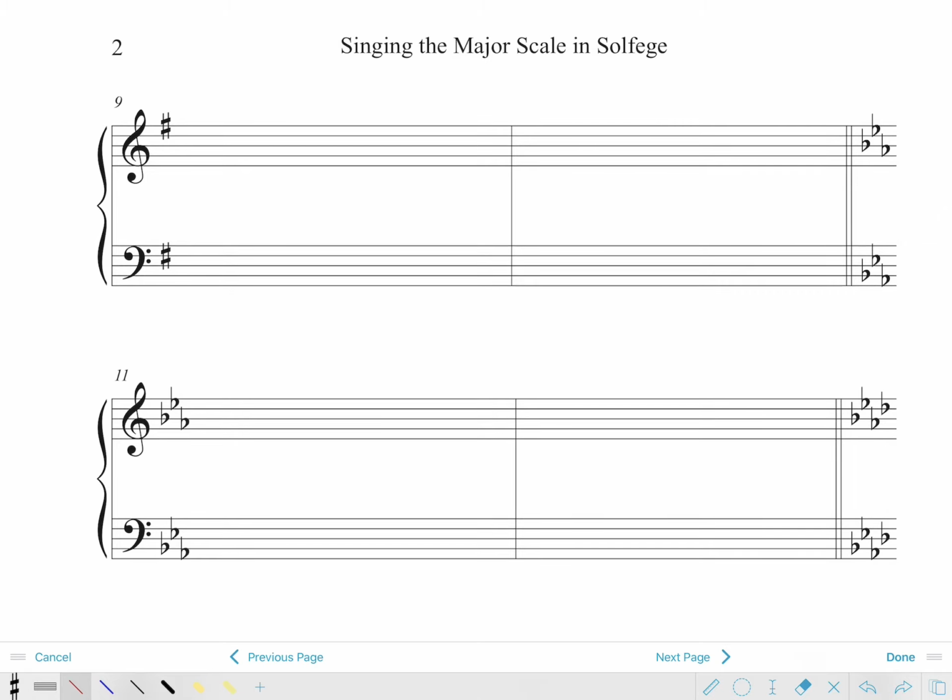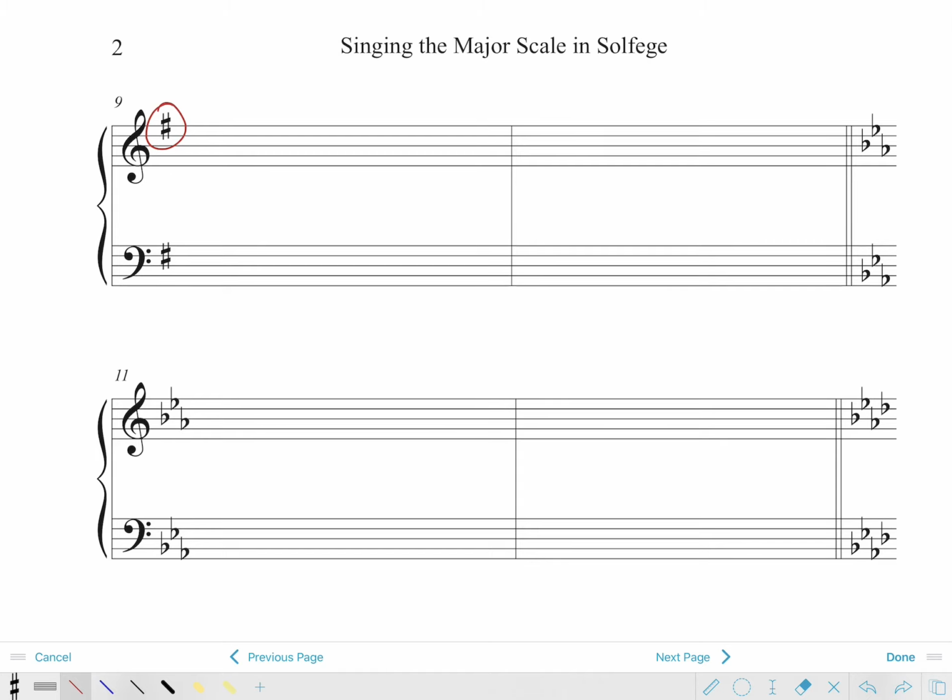Let's learn and understand then how this applies when the notes are not given to us, or if I give you notes, can you identify what solfege syllable they will be? Let's look at this key here.